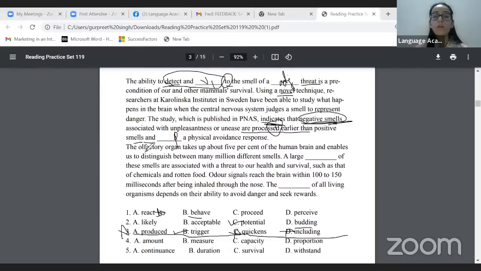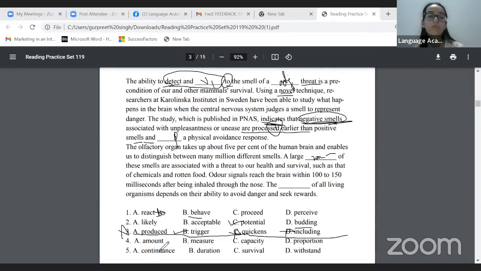The olfactory organ takes up about 5% of the human brain and enables us to distinguish between many million different smells. A large dash of these smells are associated with a threat to our health and survival. So a large dash of, so before of we need a noun, dash of these smells.